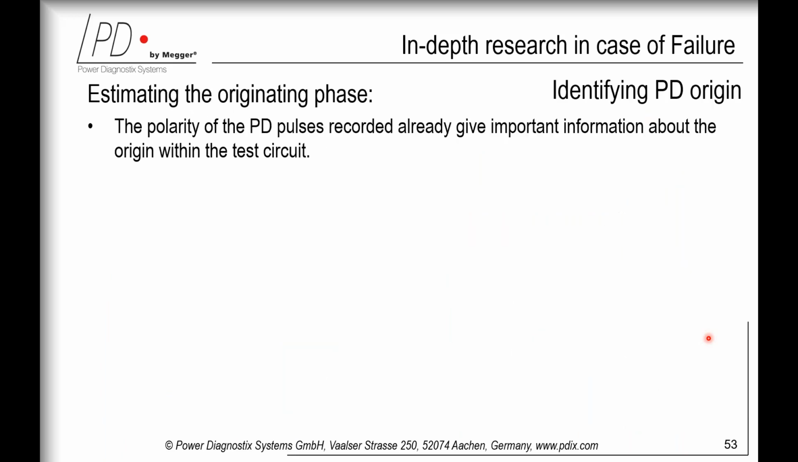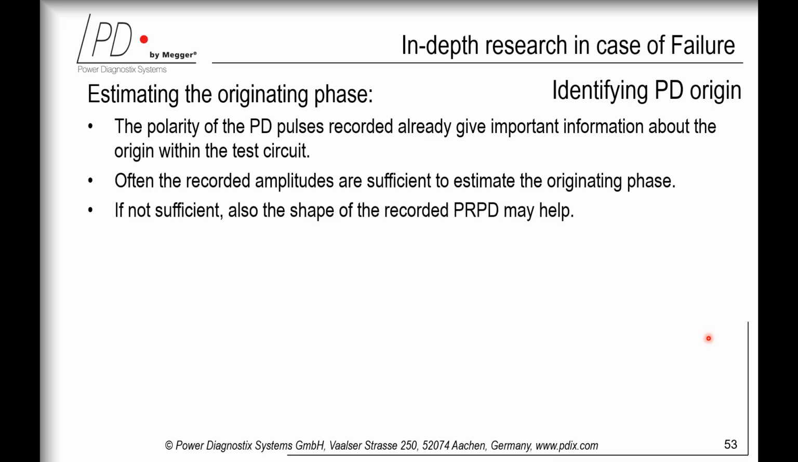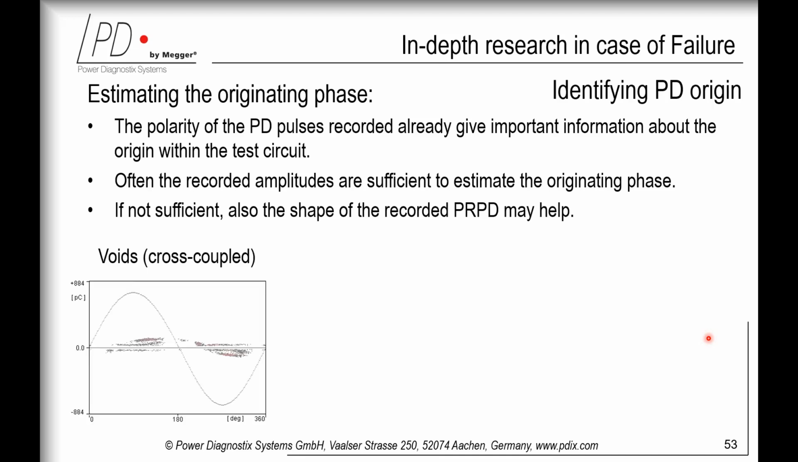As seen before, the polarity of the recorded PD pulses already gives important information about their origin within the test circuit. Also, often the recorded amplitudes are already sufficient to estimate the originating phase. Either the originating phase directly shows the highest amplitude, or a comparison of the signal distribution using the cross-coupling matrix may solve the riddle. However, especially for PD deeper within a winding, a cross-coupled signal may have a similar amplitude as the signal on the originating phase, which leads to a 50-50 chance to be correct. In this case, the shapes of the recorded pattern may help.